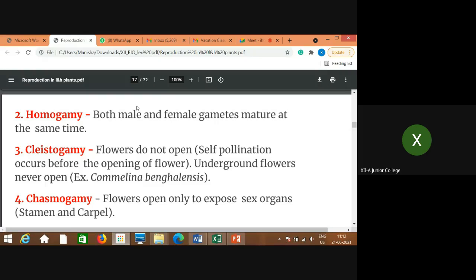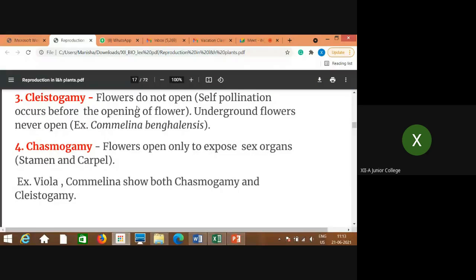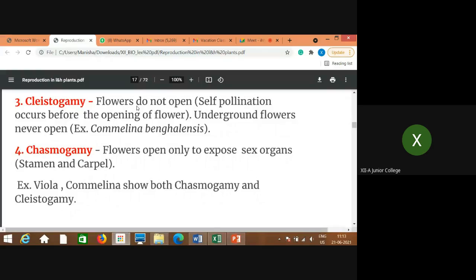Now chasmogamy. What does it mean? Flowers open only to expose the sex organs, that means stamen and carpel. When do they open? Flowers open when these sex organs become mature. Only in that case do those parts get exposed; the rest of the parts remain as they are. For example, viola and commelina. Commelina shows both chasmogamy as well as cleistogamy, that means both things are observed. But only the underground flowers never open, so there are chances of only self-pollination.